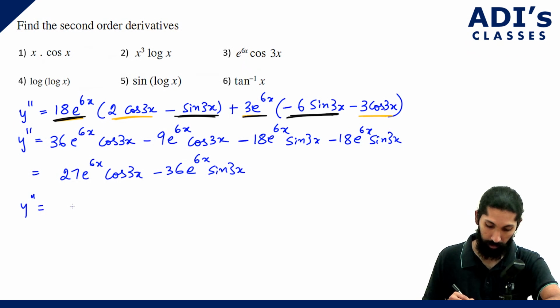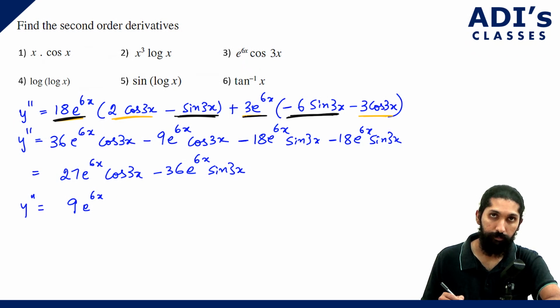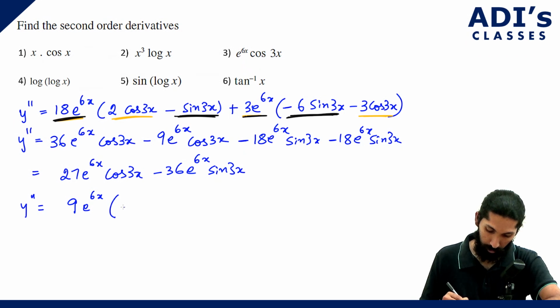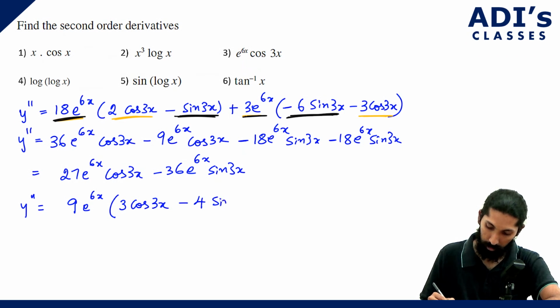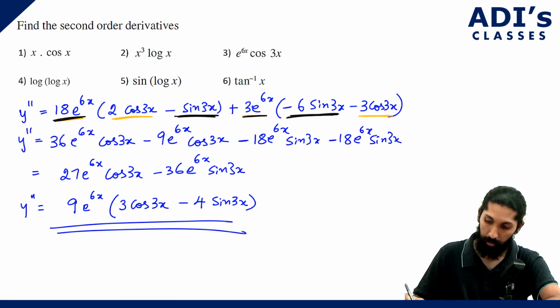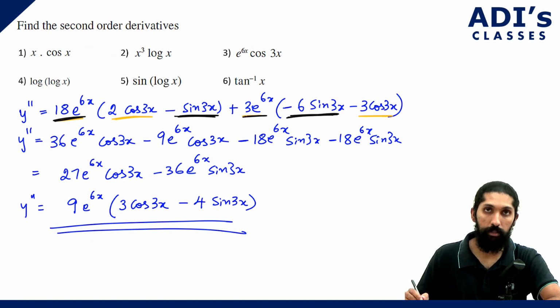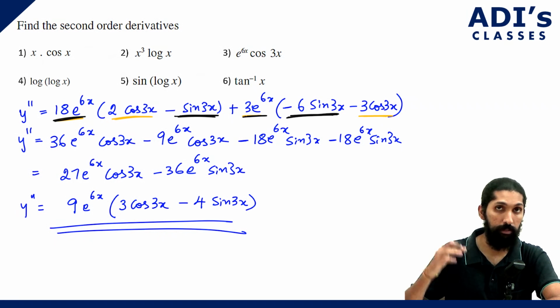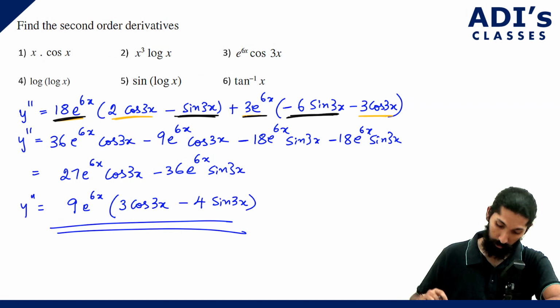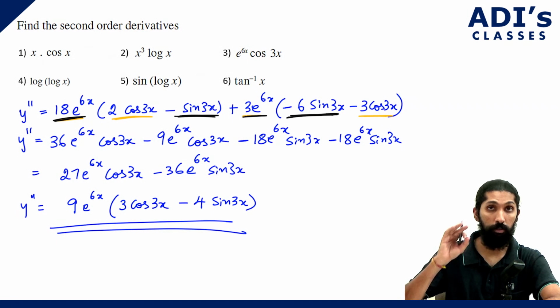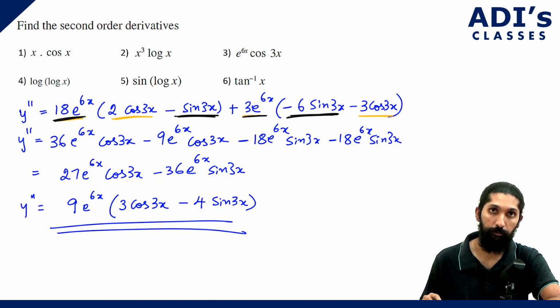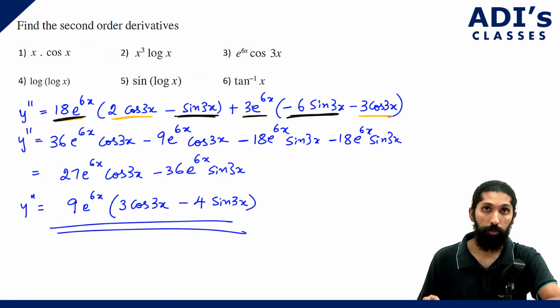So that is, you can take 9 e power 6x as common into 3 cos 3x minus 4 sine 3x. So this is going to be your final result, or you can say this is the final answer. Fair enough? So this is the answer for the third question. Fair enough? Now let's do the fourth one.